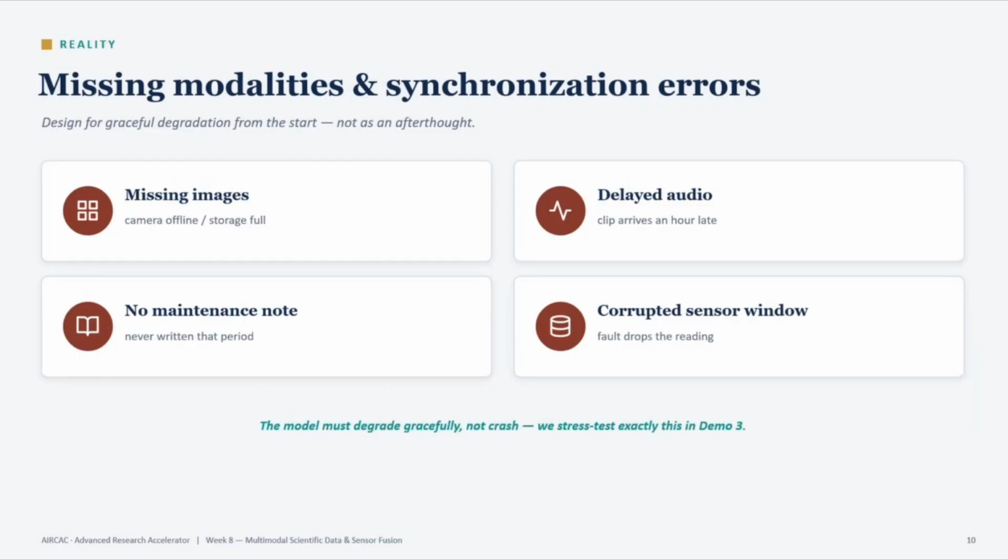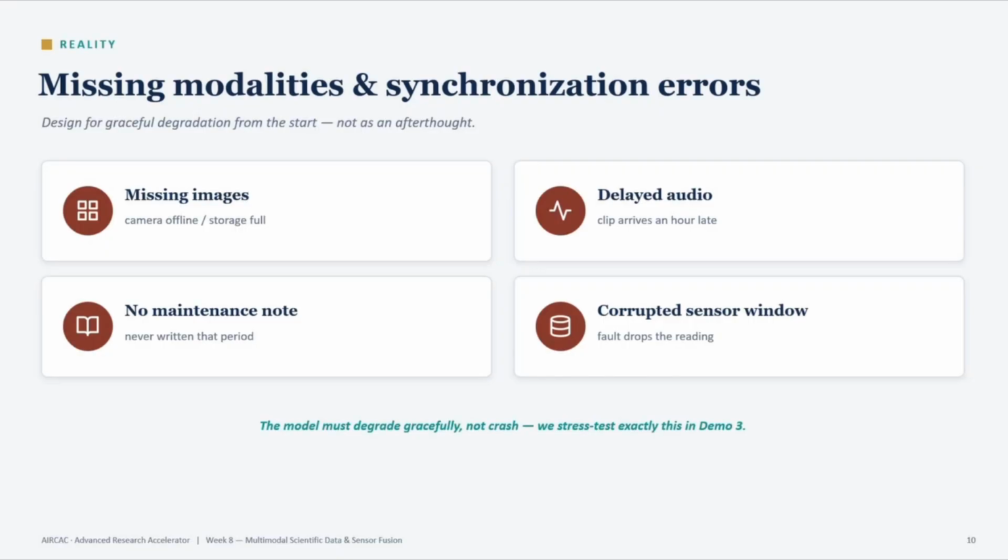So, the missing modalities and synchronization errors. Now let's imagine this system outside an ideal laboratory. An image may be unavailable. An audio clip may arrive late. A maintenance note may never be written. A sensor window may contain missing readings because of a fault. This is normal in multimodal systems.